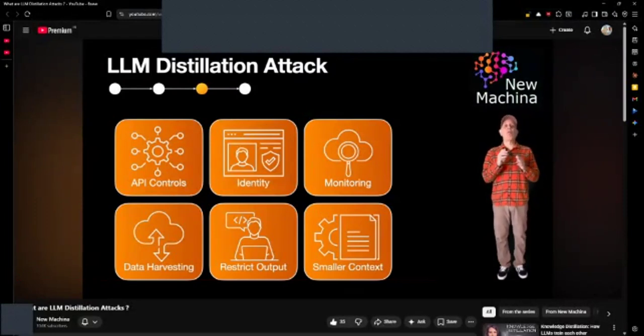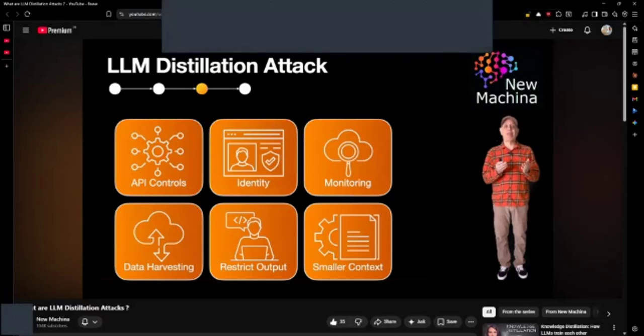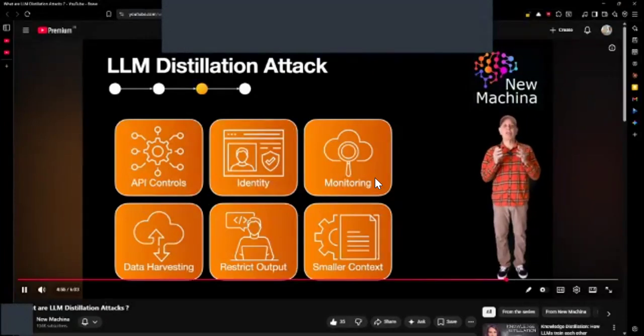In short, going back to the original saying earlier in the video, the simple act of an LLM answering prompts inherently exposes knowledge. That's why the saying goes, no LLM is safe if they can be prompted. So let me know what you think of LLM distillation attacks.